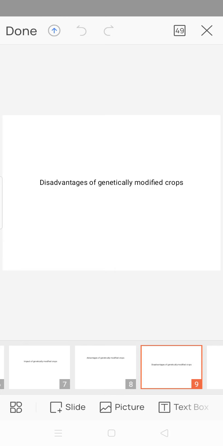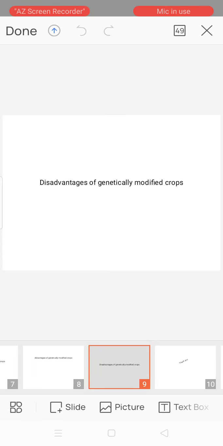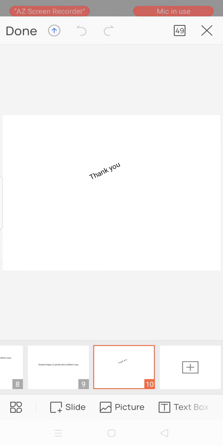Outcrossing is a term which refers to the unintentional breeding of a domestic crop with a related plant. That's about the genetically modified crops. Thank you.